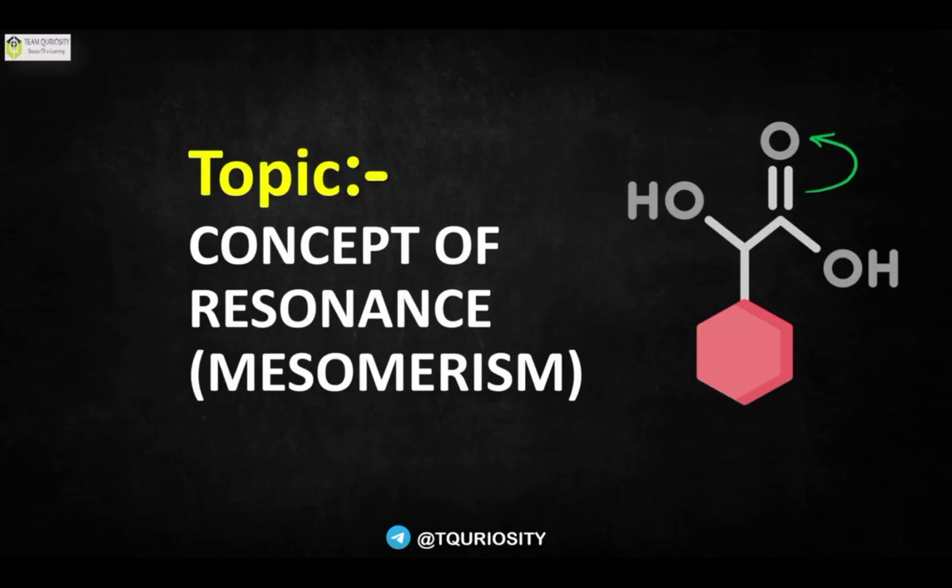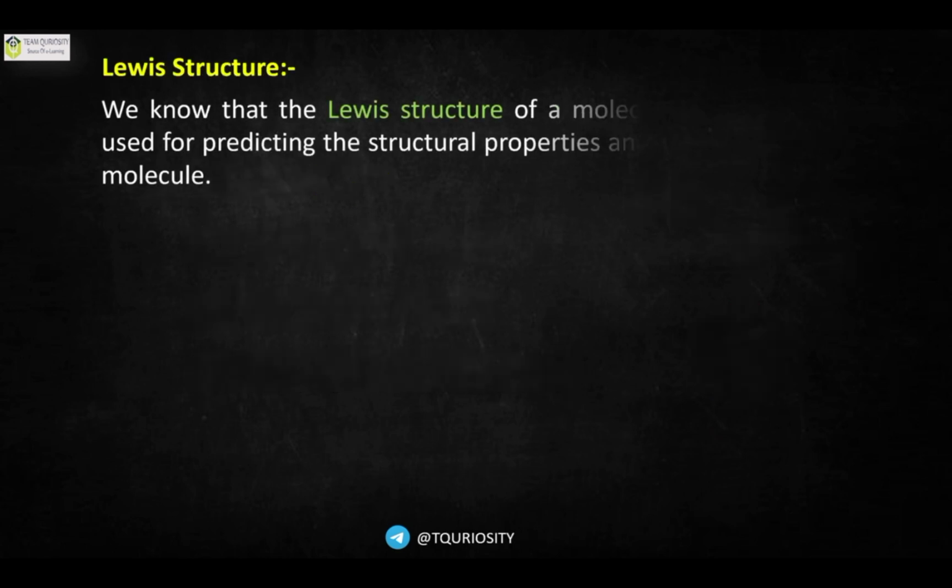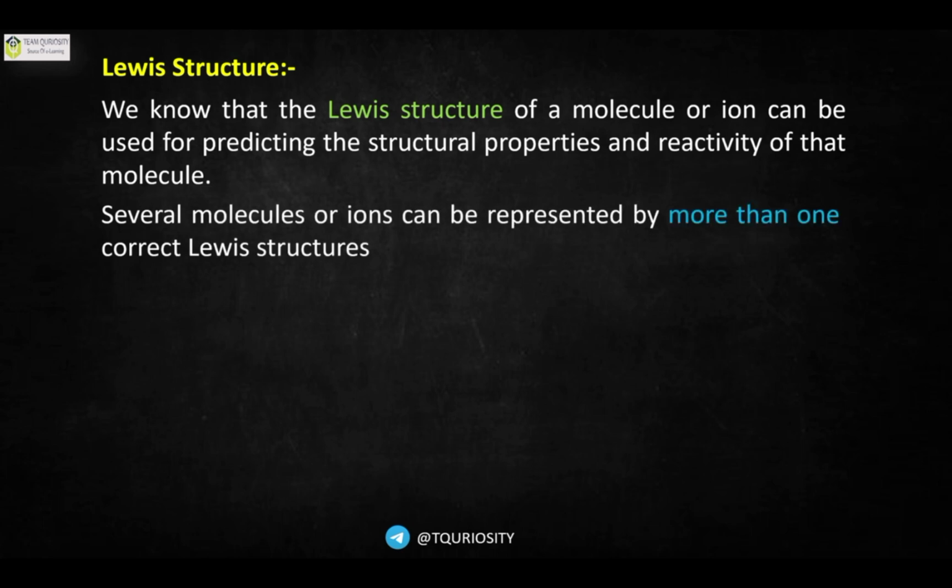In this lecture, we are going to learn about the concept of resonance or mesomerism. We know that the Lewis structure of a molecule or ion can be used for predicting the structural properties and reactivity of that molecule. Several molecules or ions can be represented by more than one correct Lewis structure.